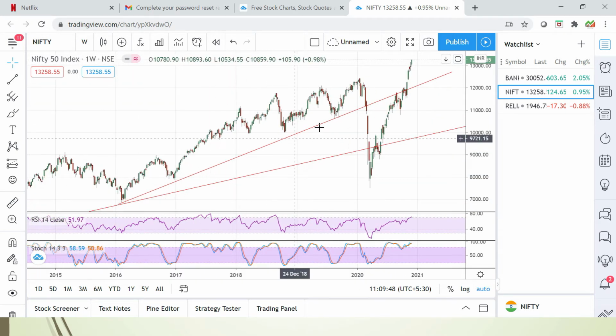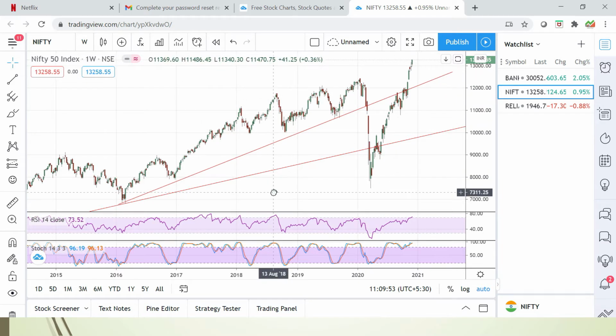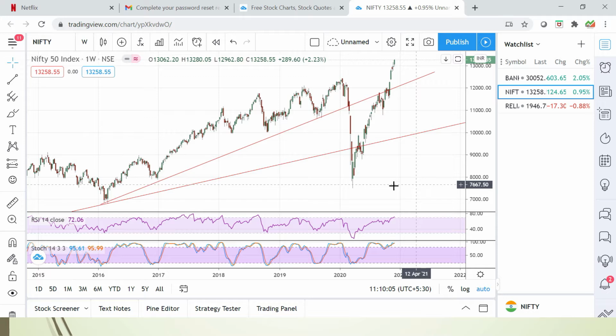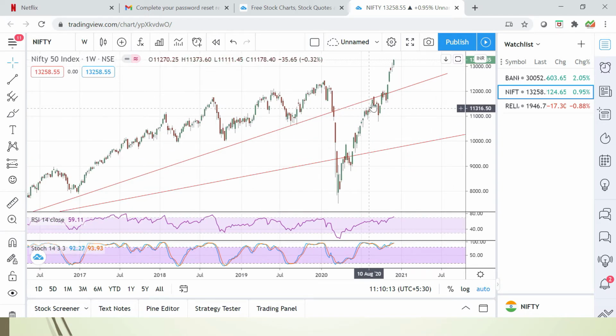Now you can see this trend line. If you observe this, right now Nifty's closing price was 13,258.55. If you observe this area on the trend line, Nifty found first resistance here once when it tried to go up on 31st August 2020, and it dropped, so it acted as a resistance.